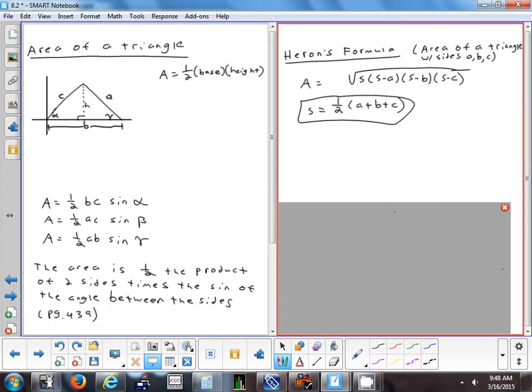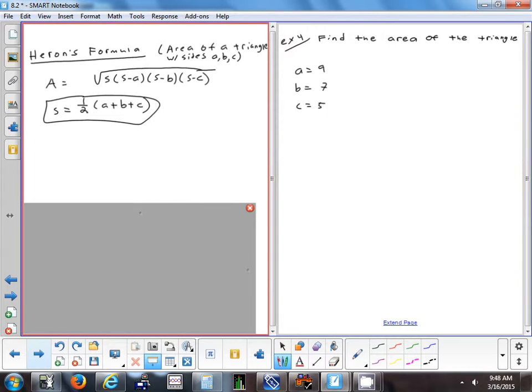Right, so if you had a problem like that, 9, 7, and 5, it'd be kind of a pain to use area equals 1/2 base times height, because we don't know if one of those numbers is the base and one of them is the height. Actually, one of them could definitely be the base, but unless we knew the other one was perpendicular, we don't know the other one's the height.